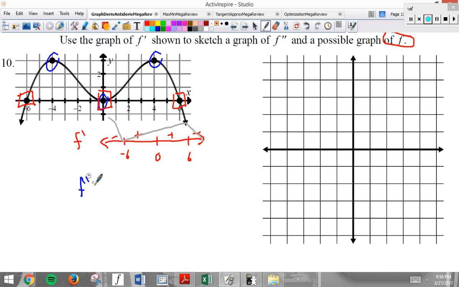F double prime, we just graphed F double prime. You can go read its graph if you wanted to. But the key points here are -4. Notice how I'm lining up the tick mark halfway there. +4. And also 0. So the slope of F prime is positive. The slope of F prime is negative. The slope of F prime is positive. The slope of F prime is negative.